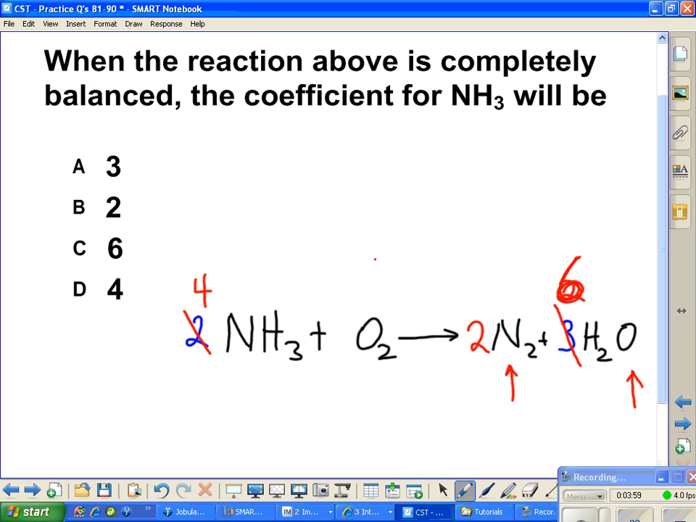So over on the left side where I have my O2, I can put a 3 here, and that will give me 3 times 2 oxygens, which is 6. Now in the question, they want the coefficient of ammonia, and the coefficient of ammonia, that's what they asked for, is sitting right here. And we're done.